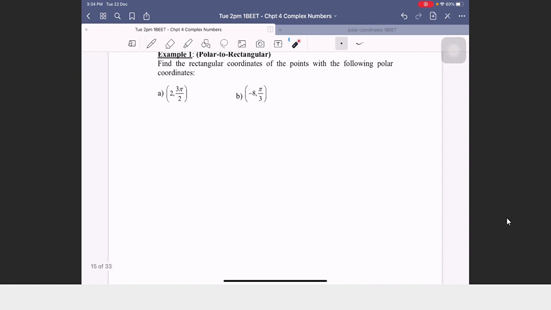I hope you all are ready with this question. Find the rectangular coordinates of the points with the following polar coordinates. If you look at the coordinates given here, you have pi over 3, 3 pi over 2. That is your angle in radians. You can always interchange angles; it doesn't matter whether it's degrees or radians, so that is not a problem for this question. Let's do the first one.